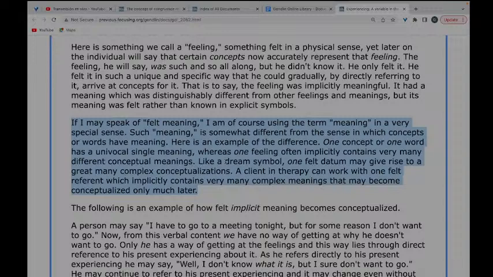A client in therapy can work with one felt referent which implicitly contains very many complex meanings that may become conceptualized only much later.